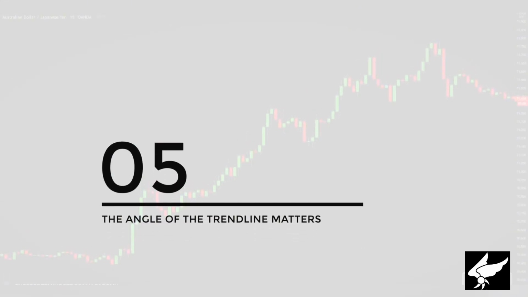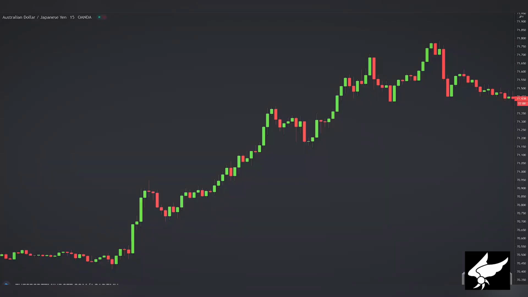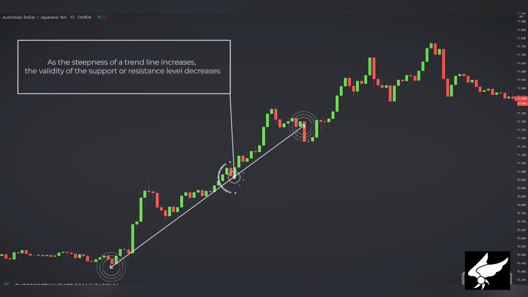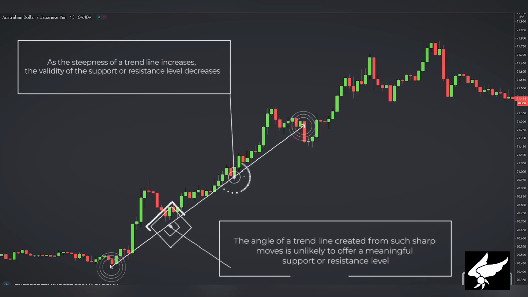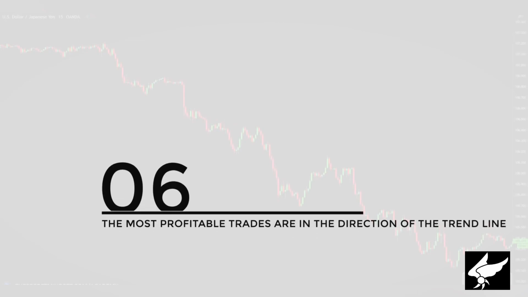The angle of the trend line matters. As the steepness of the trend line increases, the validity of the support or resistance level decreases. A steep trend line results from a sharp advance or decline over a brief period of time. The angle of a trend line created from such sharp moves is unlikely to offer a meaningful support or resistance level. Even if the trend line is formed with many valid points, attempting to play a trend line breakout will often prove difficult.